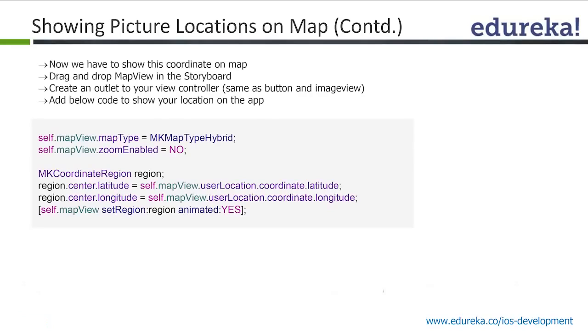And if you say map view set region and animate it, it will animate. Whatever the map is showing on the application will be animated to your coordinate, like whatever you see on Google Maps or the normal maps application. That animation, you don't need to handle it. Everything is done by iOS itself.